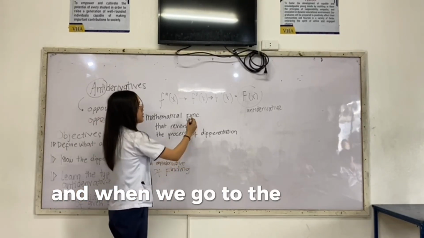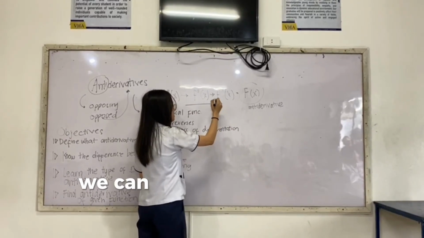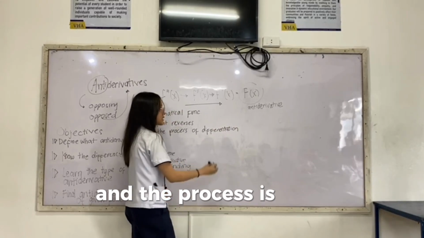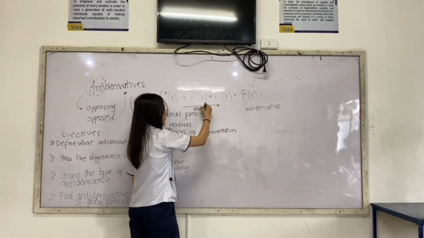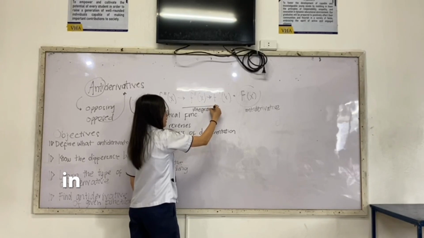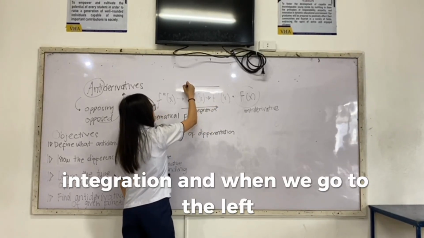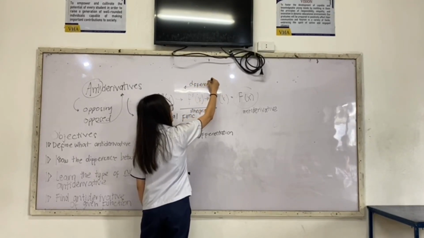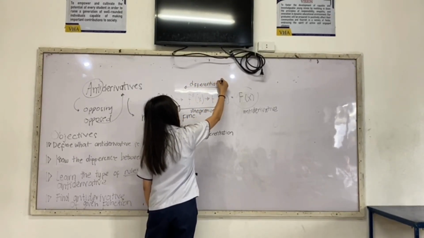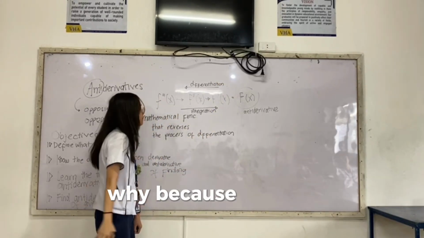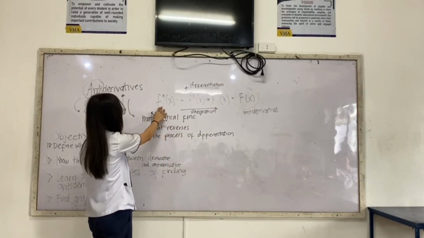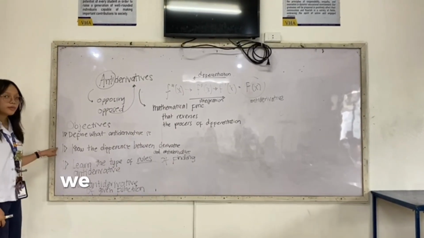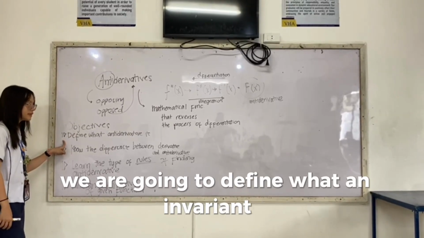And when we go to the right, here we can observe that we are finding the antiderivative. And the process is called integration. And when we go to the left, the process is called differentiation, because from our first derivative, we are going to define what antiderivative is.